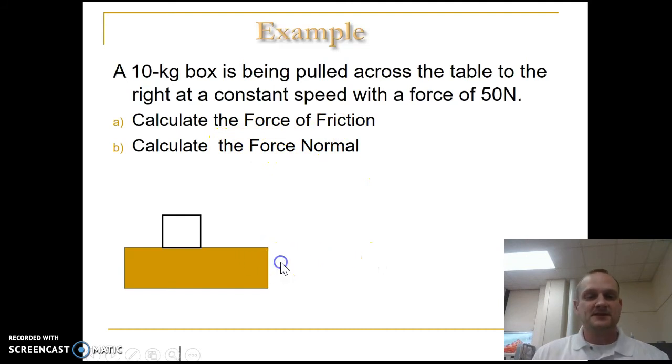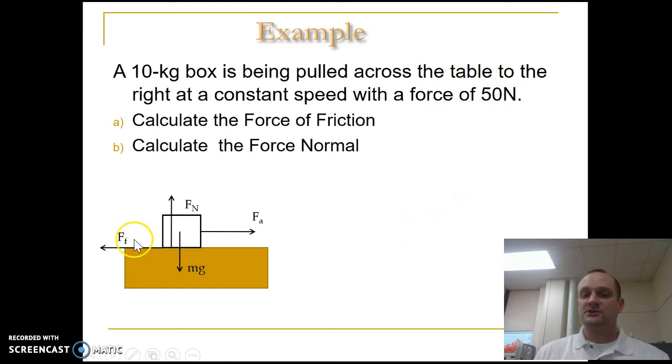So my first step for this is going to be to draw a free body diagram. I always start with mg, right? There's always the force of gravity pulling down on this thing. Now it's sitting on a surface, so I also have the normal force holding it up. I'm pulling it to the right with a force of 50 newtons. I'm going to call that Fa. That's going to be my applied force, right? We're applying a force of 50 newtons.